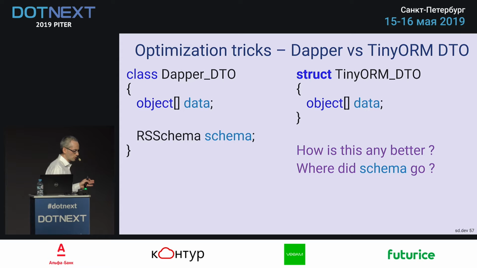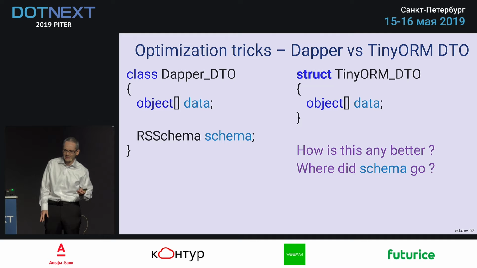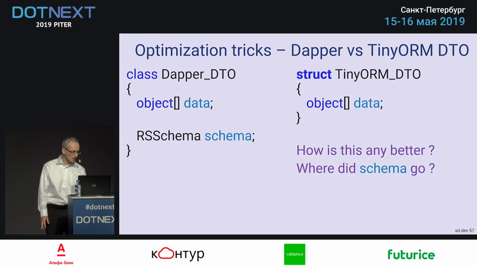So that creates two obvious questions. How is the change that tiny ORM makes, this struct change, any better? And the second question is, where did the schema go? Let's answer those questions one by one.